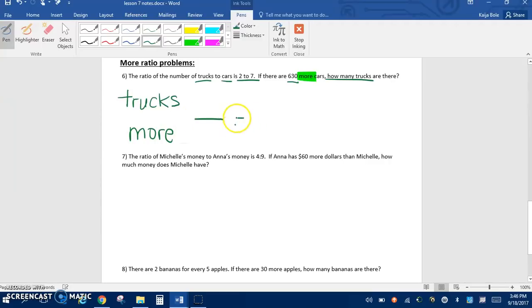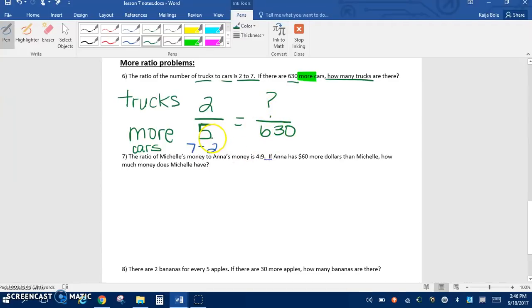So when we put in our blank proportion here, alright, the number of trucks that we started with was 2. Now we have to ask ourselves, how many more cars? So we're going to have to subtract 7 minus 2, which is 5, and that is how many more cars there were. Alright, so this is more cars. And then they told us there are 630 more cars. So that goes on the bottom. And we're looking for how many trucks there are. So that's our question mark.